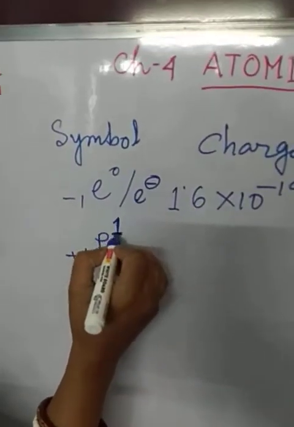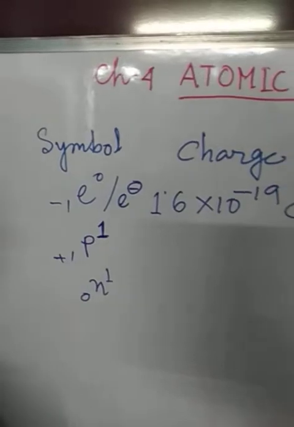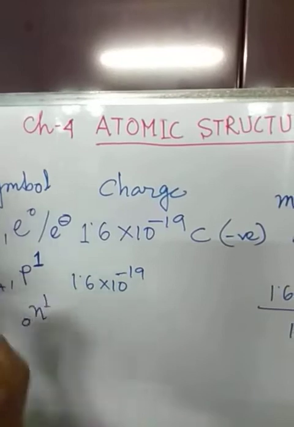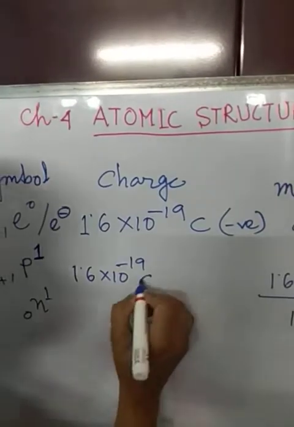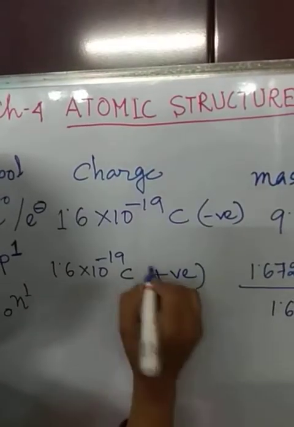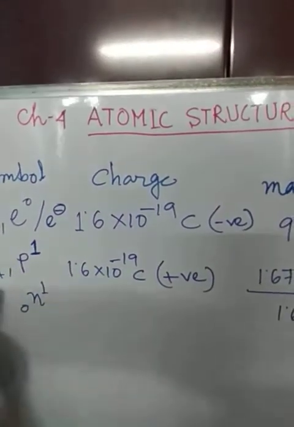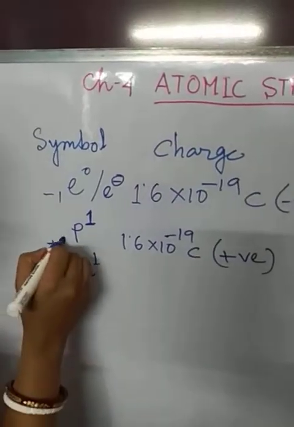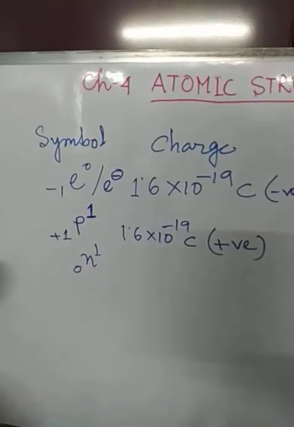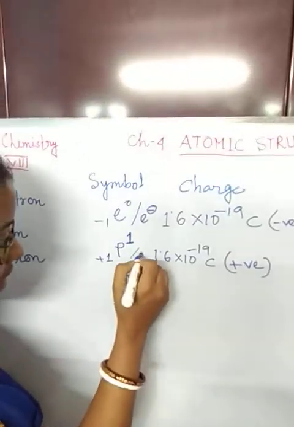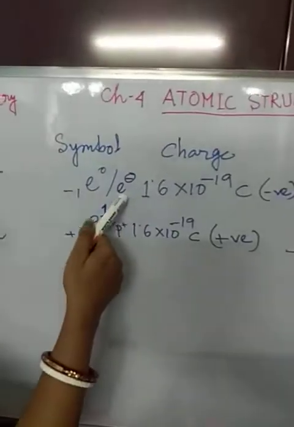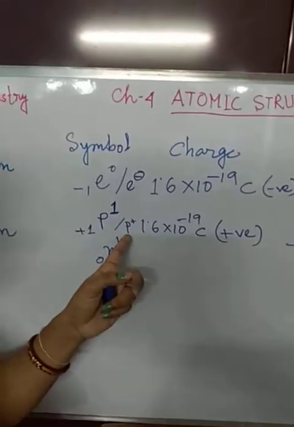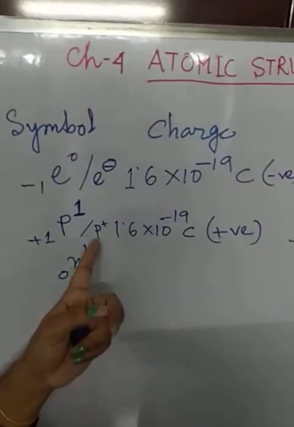So P1 is the mass for the proton, and as the proton has the same charge as the electron, 1.6 into 10 to the minus 19 coulomb, but positive, it is 1 unit of positive charge, that's why plus 1. So P, 1, plus 1 is the representation for the proton, or just as we wrote E minus for the electron, for the proton we can represent it by P plus.